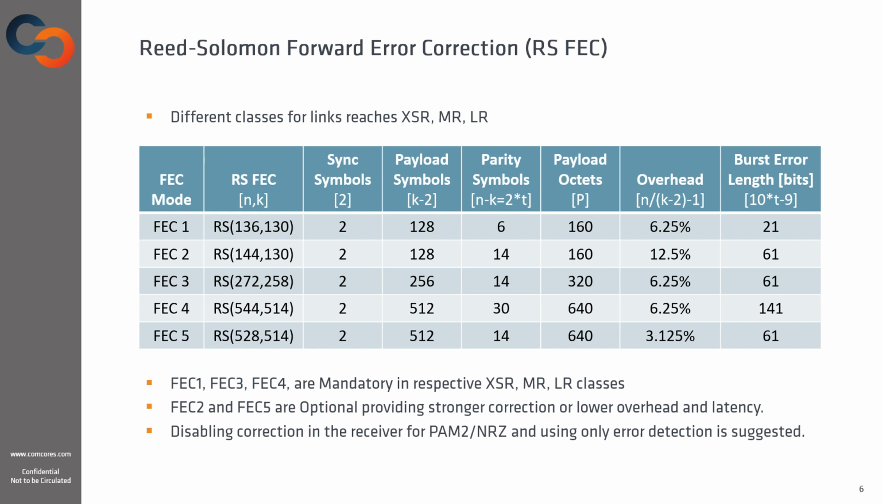NRZ or PAM2 links will still use part of the FEC mechanism, but only for the error detection in place of the CRC mechanism from before. In the table, you can observe the different composition of the FEC modes. I will go into the details of these in a moment, but the key information to observe here is the overhead, which is in the mandatory classes 6.25%, and the correctable burst error length for each class.